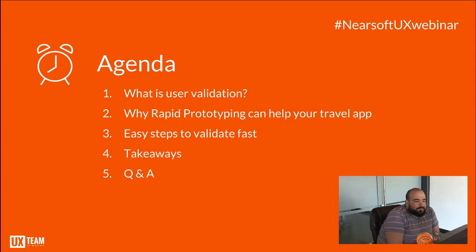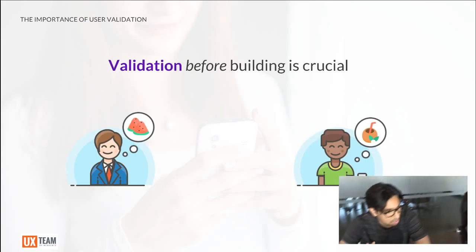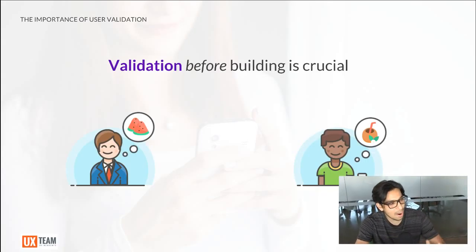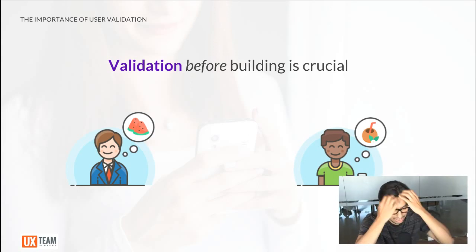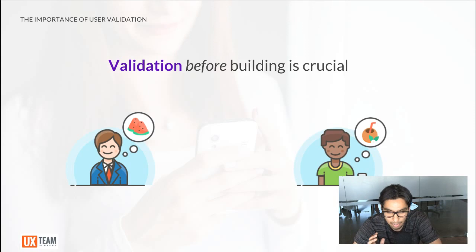Go ahead. Thanks. I would like to start with a short story on why validation is crucial and why we need to validate before building something. So we have 2 characters in this story. One is a businessman and the other is a customer. And this businessman has a great idea. He just wants to sell watermelon juice.